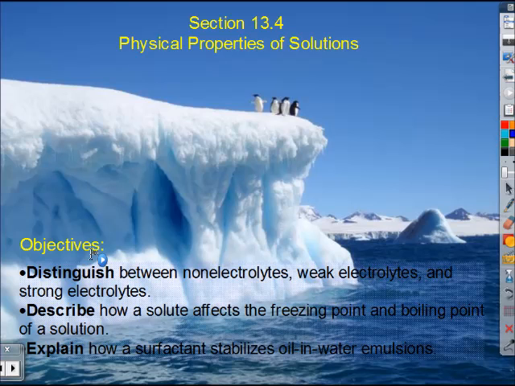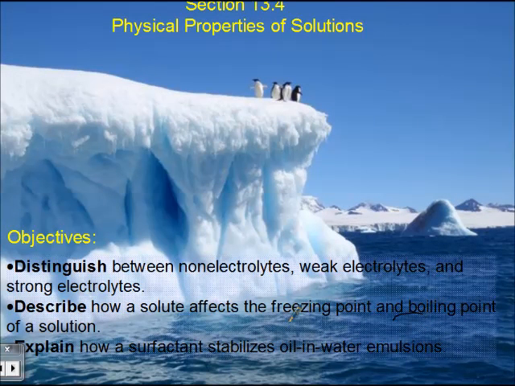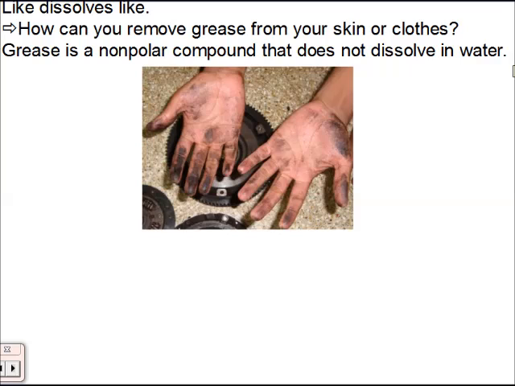Our objectives today are to talk about electrolytes, non-electrolytes, and how they are different. Also talk about how a solute affects the freezing point and boiling point of a solution, something called freezing point depression and boiling point elevation. We're going to talk about surfactants also and how they stabilize emulsions. So some different technologies, some different words we're going to talk about today.